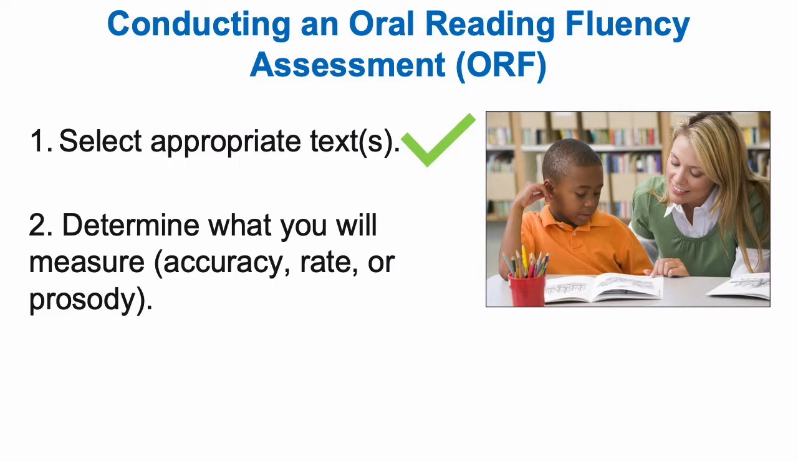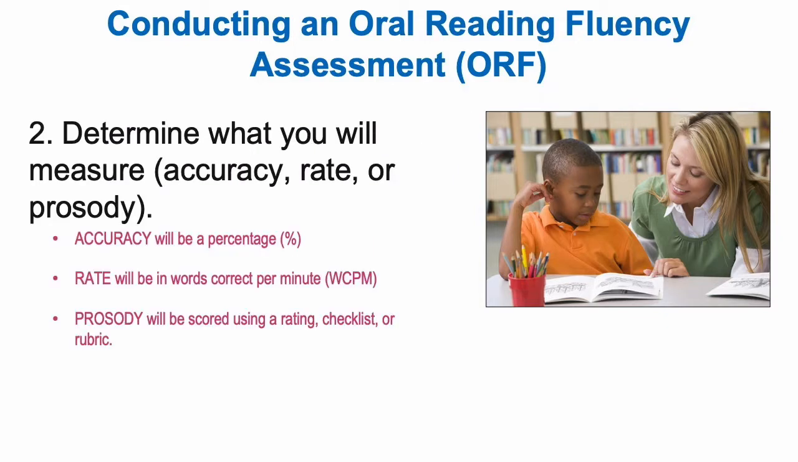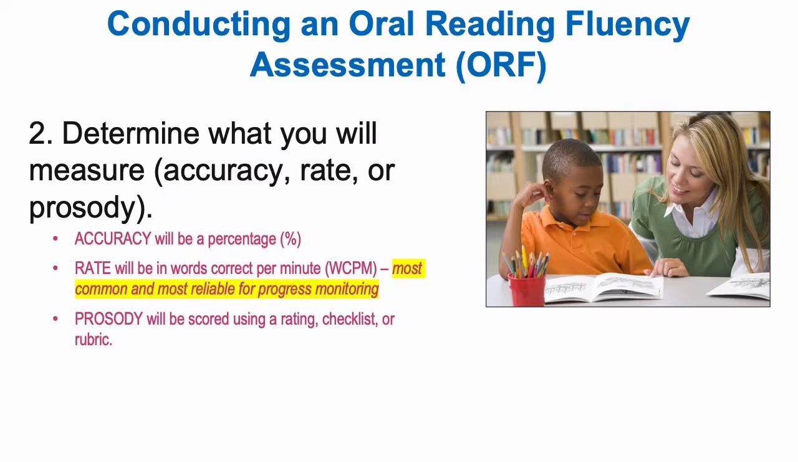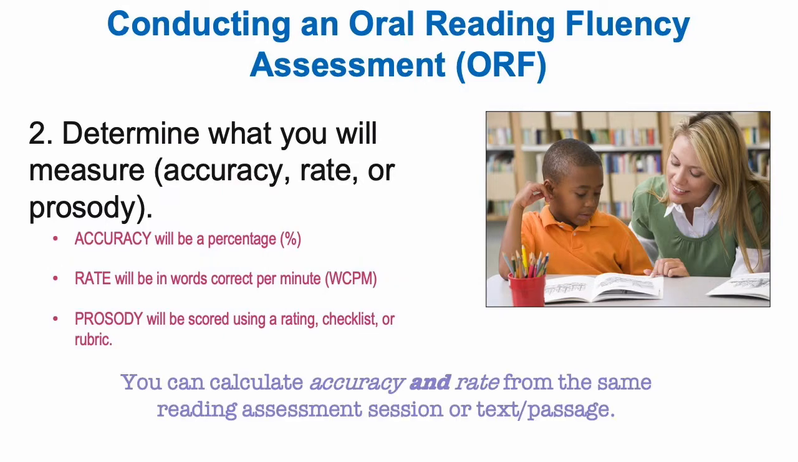Now that we know what texts we should use with our student, we can make decisions about what fluency components we need to assess. Accuracy and rate can be counted and calculated. Prosody, or expression, is assessed with a rating scale, checklist, or rubric. Using words correct per minute gives the teacher the most reliable data for progress monitoring. You can calculate both accuracy and rate from the same assessment session and the same reading passage, which is convenient. Using both of these kinds of data will provide a clearer picture of the student's present level of performance, as well as progress towards a specific fluency goal if they have one.